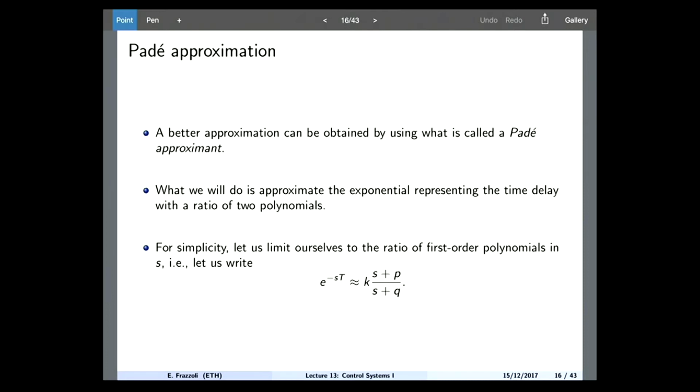The idea of the Padé approximation is, instead of approximating your function with just a polynomial, like the Taylor series, we put a polynomial at the numerator and a polynomial at the denominator. So let's approximate a function by the ratio of two things that look like a Taylor series expansion. In particular, let's limit ourselves to the ratio of two first-order polynomials. So we want to approximate e to the power minus st by some k that multiplies (s plus p) over (s plus q), just two first-order polynomials, numerator and denominator.